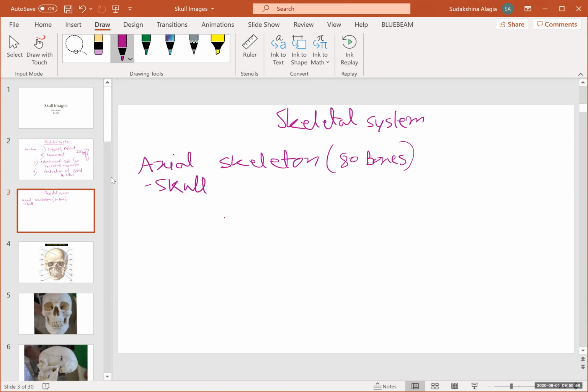Then we have the hyoid bone, which is considered a bone associated with the skull, but it's not part of the skull. So the hyoid bone is counted by itself. Also, what we call auditory ossicles, bones of the internal ear. You can safely ignore this. We'll be talking about this later on in the semester. But hyoid bone, auditory ossicles.